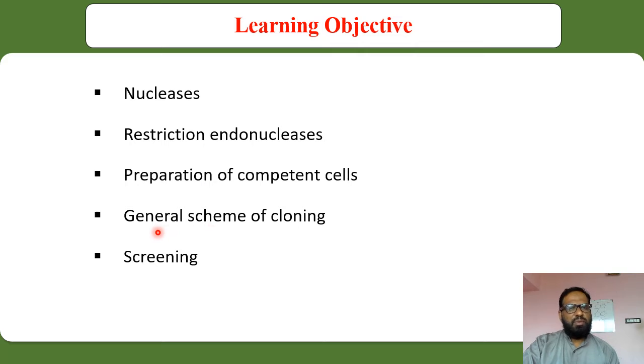Then we are also going to discuss the general scheme of cloning, how exactly the cloning is done. That we are going to see in some slides, and at the end of this video we are going to see the screening. If you take a number of cells, some of the cells may be recombinant and some may not be recombinant. Then how do we identify which cells are recombinant and which are not? For that we have very elaborate techniques, and in this video we are going to discuss only two screening techniques to identify the recombinant cells.